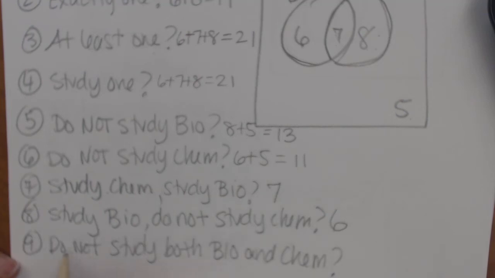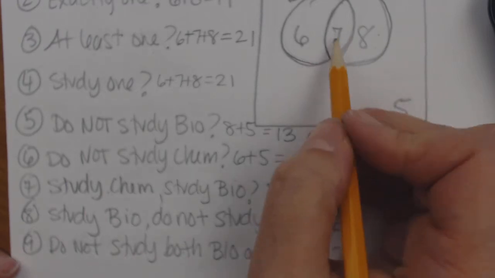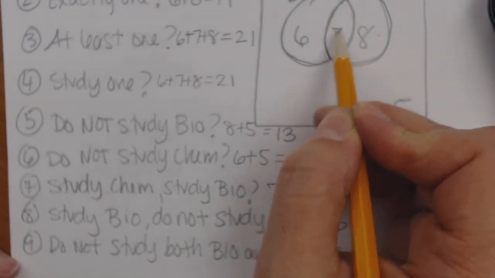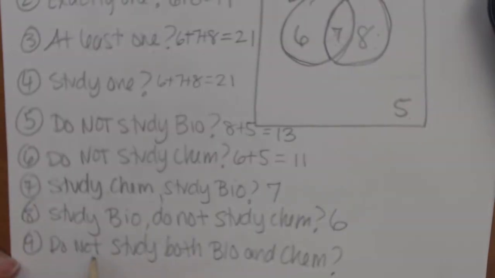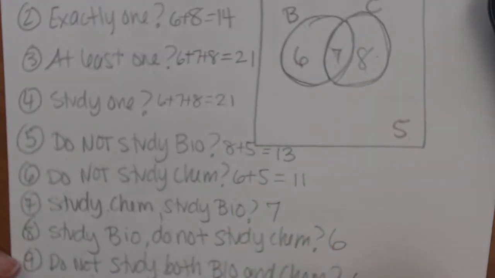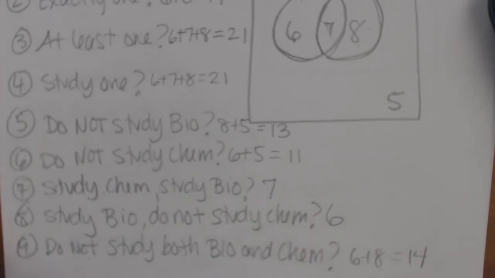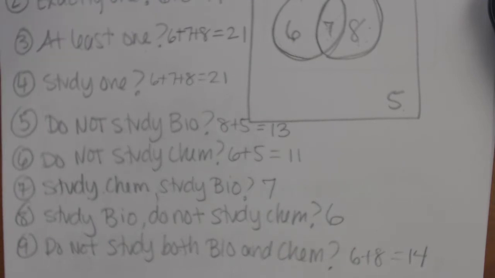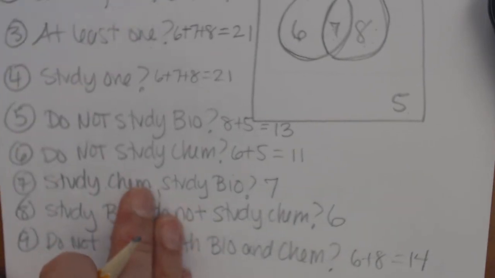And the last one for this one, do not study both biology and chemistry. So it's both, not biology and chemistry. So they don't want this 7 here. They do not want both. They said do not study both. So what we're going to do is add the 6 and the 8. So 6 plus 8 is 14. And that has been the page 346, numbers 1 through 9.